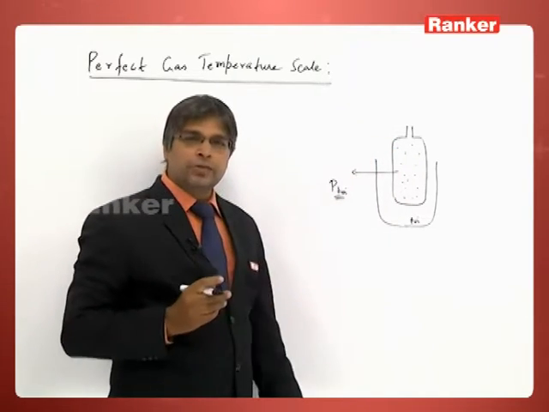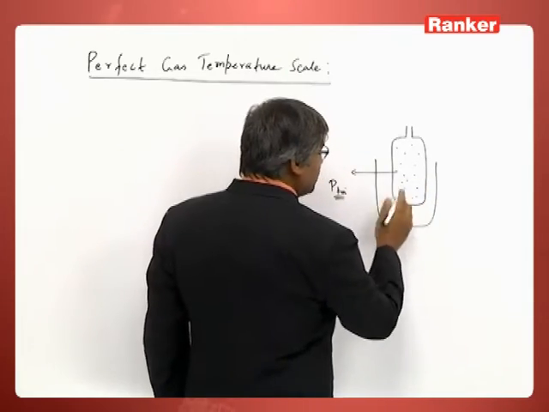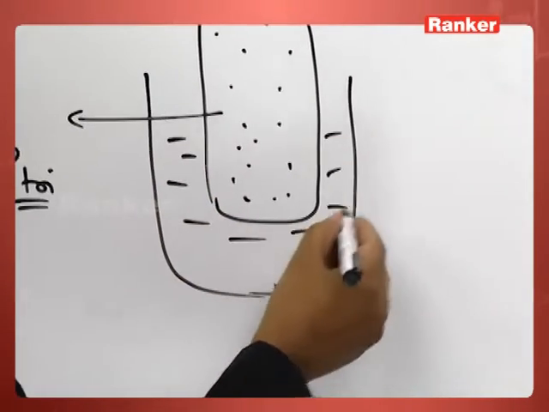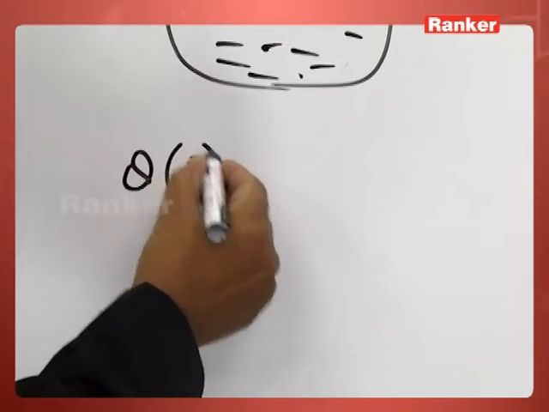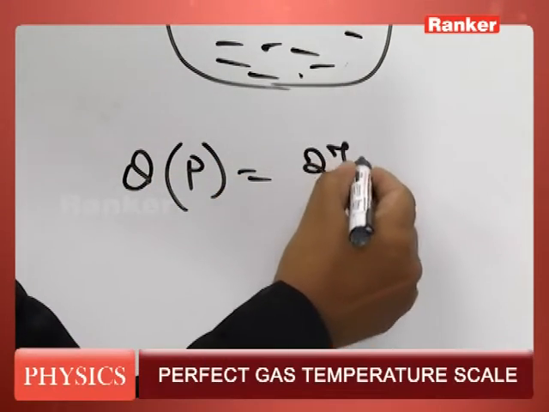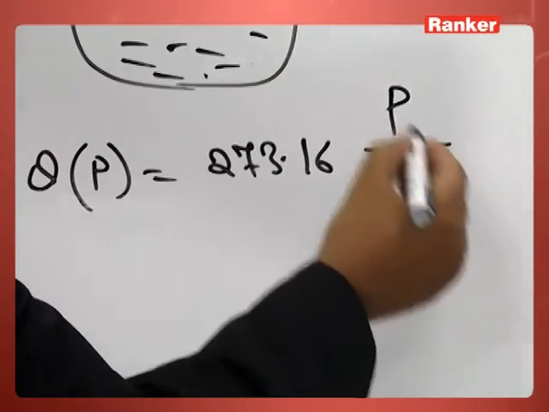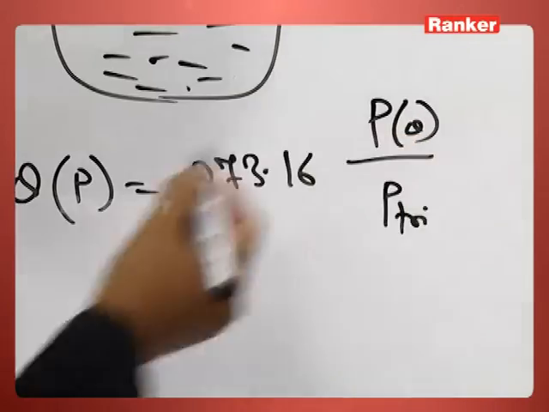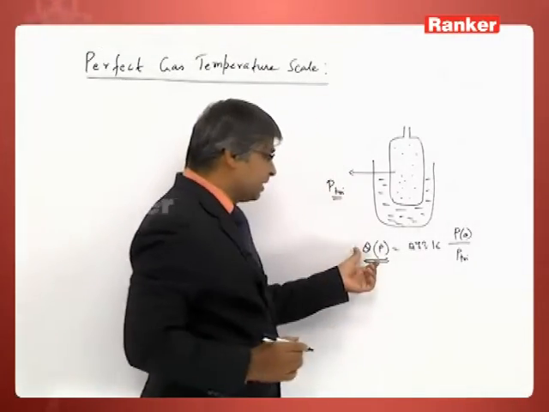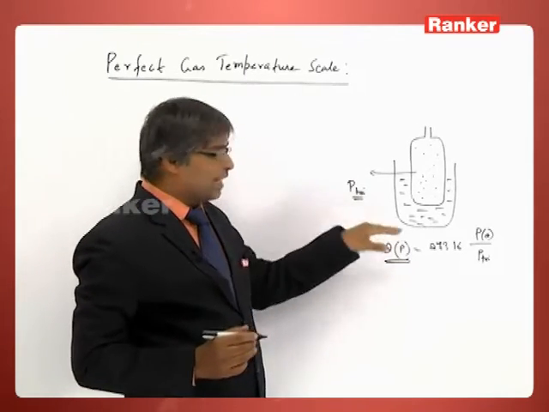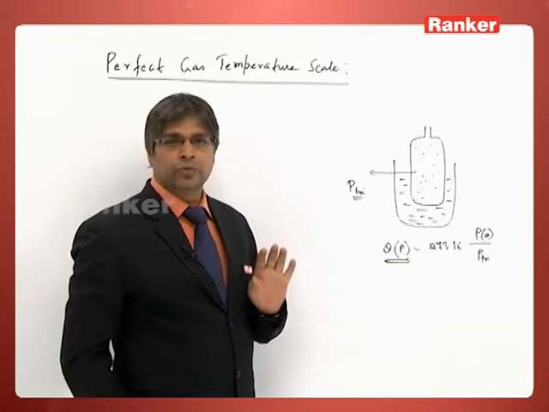Now suppose I want to measure the boiling point of water. So again I will put this into the boiling water. When I put it into boiling water, I have to calculate theta, and I will get theta to be 273.16 times P by P triple. So this is at temperature theta, whatever P you got, divided by P triple. In this way I can measure this theta, and I will assign this value of theta to the boiling point of water.